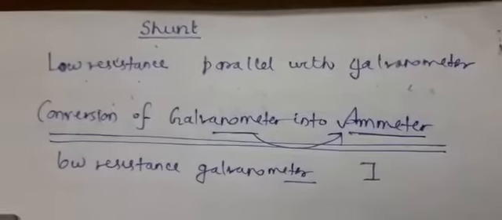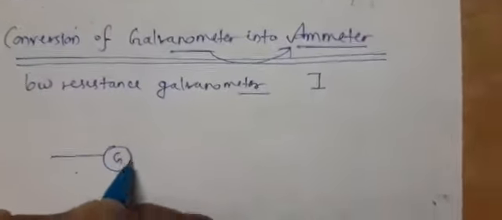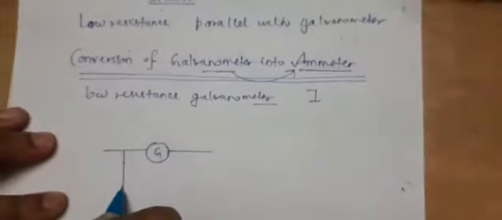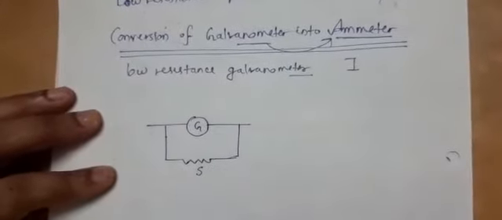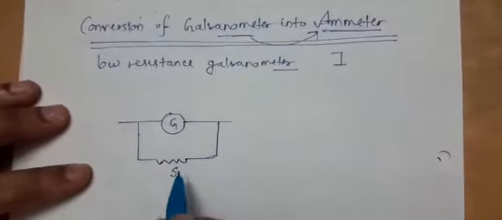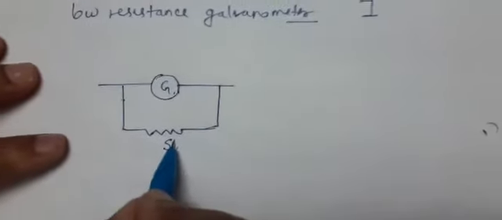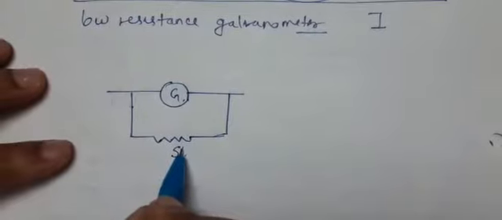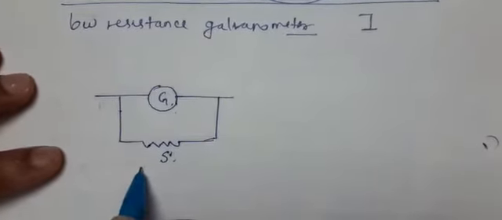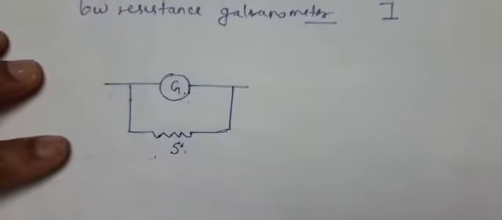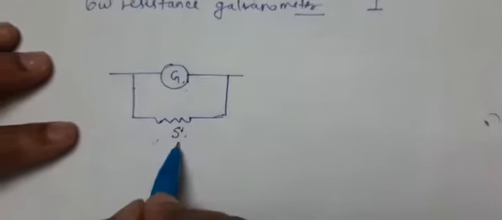in parallel with the galvanometer. See, if this is a galvanometer, and in parallel to it I am connecting a low resistance, that is the shunt. So when this low resistance is connected in parallel with it, the effective resistance of the parallel combination will be reduced and hence it will work as an ammeter. Now we will discuss what the value of this shunt resistance can be.